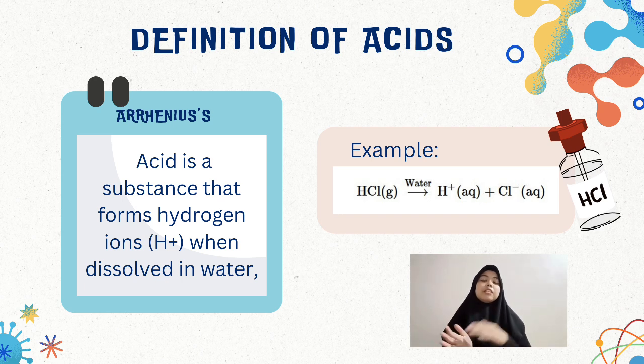Another example is H2SO4, which dissociates in water to produce 2H+ plus SO4 2-. It is also called a diprotic acid because when it dissociates in water, it will produce 2 hydrogen ions.